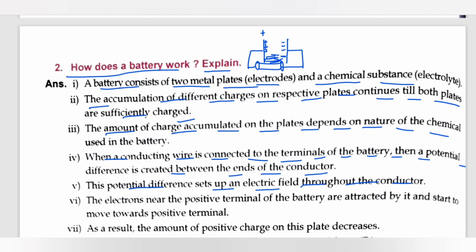The electrons near the positive terminal of the battery are attracted by it and start to move towards the positive terminal. So the electrons in the conductor will be attracted towards the positive plate because of the force of attraction between the two oppositely charged ions. As a result, the amount of positive charge on the plate decreases. So as the electrons enter here, they become neutral and the number of positive charges will decrease on this positive plate.